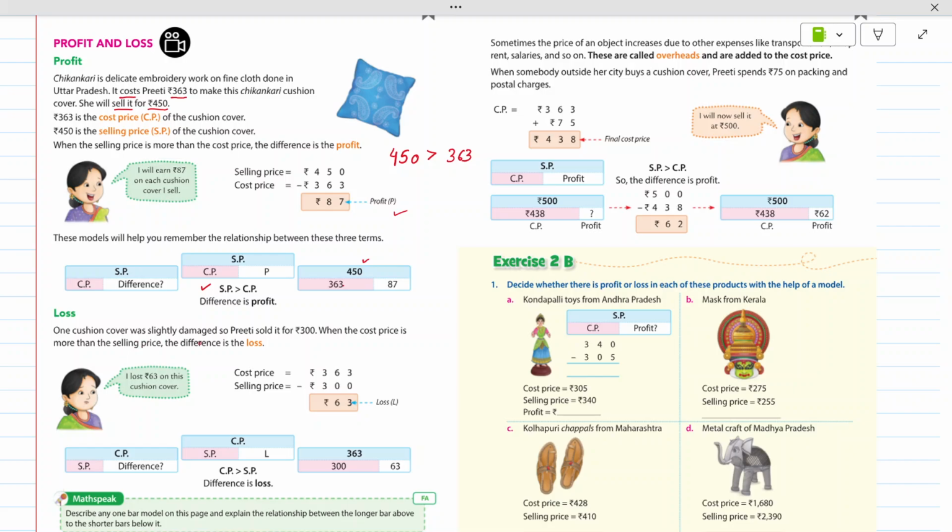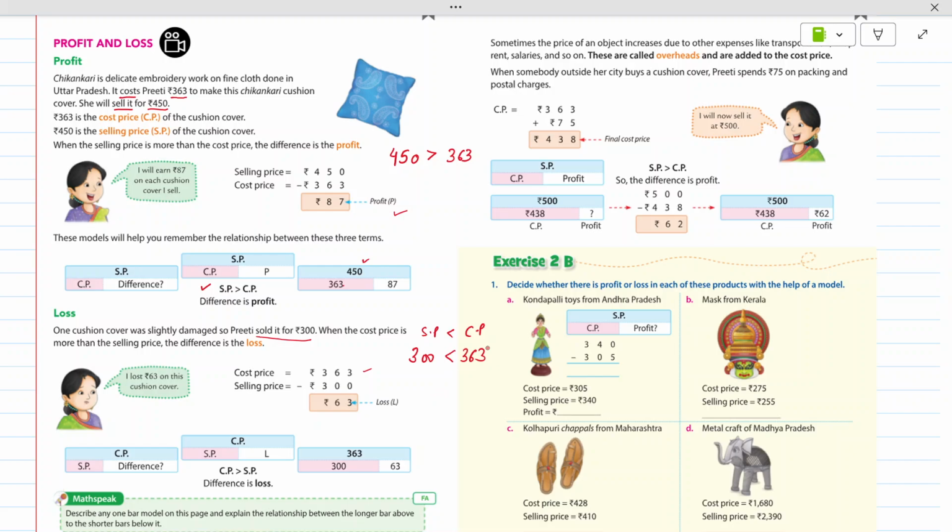One cushion cover was slightly damaged. So there was one cushion with Preeti which was slightly damaged. What she did, she sold it for around 300. So in the second scenario, the cost price is the same because it cost her the same price to make the cushion, 363. But the selling price, she sold it for rupees 300. We can see here that the selling price, which is 300, is less than 363, meaning our cost price is greater than the selling price.